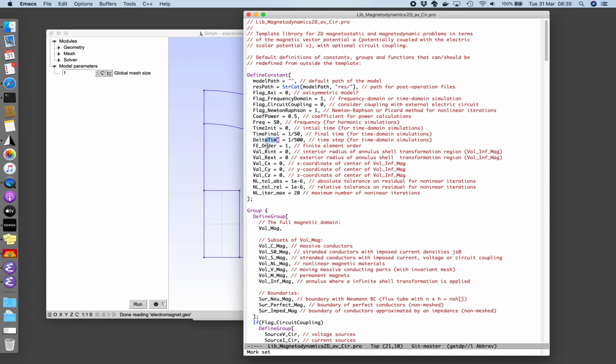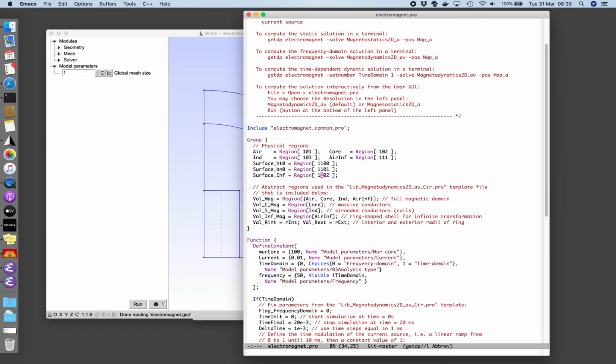Here you can choose to do higher order finite element solutions. We'll leave it at 1. And then here you see the infinite region values. The center of this infinite region is going to be 0, 0, 0. And then here are some parameters for the nonlinear resolution. So what do we need to fix in our case?